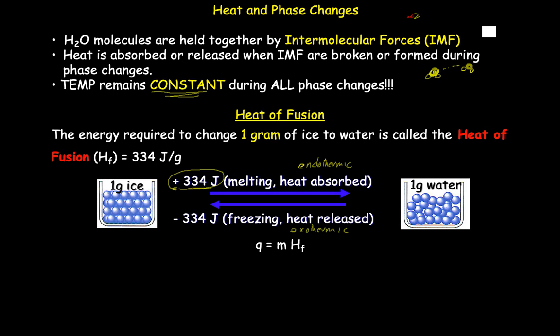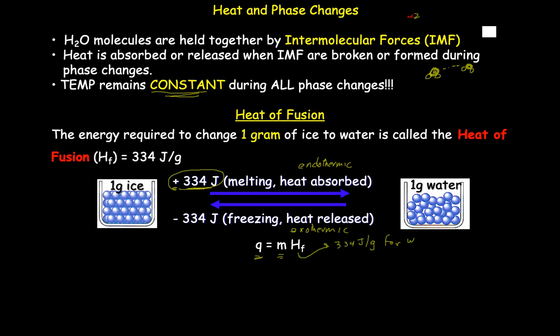So if you're doing 334 to 1 gram, then if you had 10 grams of ice, that would be 10 times 334. So we can end up with a little formula. And what we do is you say Q, which is the heat needed to melt or freeze, is going to be the mass of the water that you're using, times the heat of fusion. And this number is always 334 joules per gram. And this is for water.